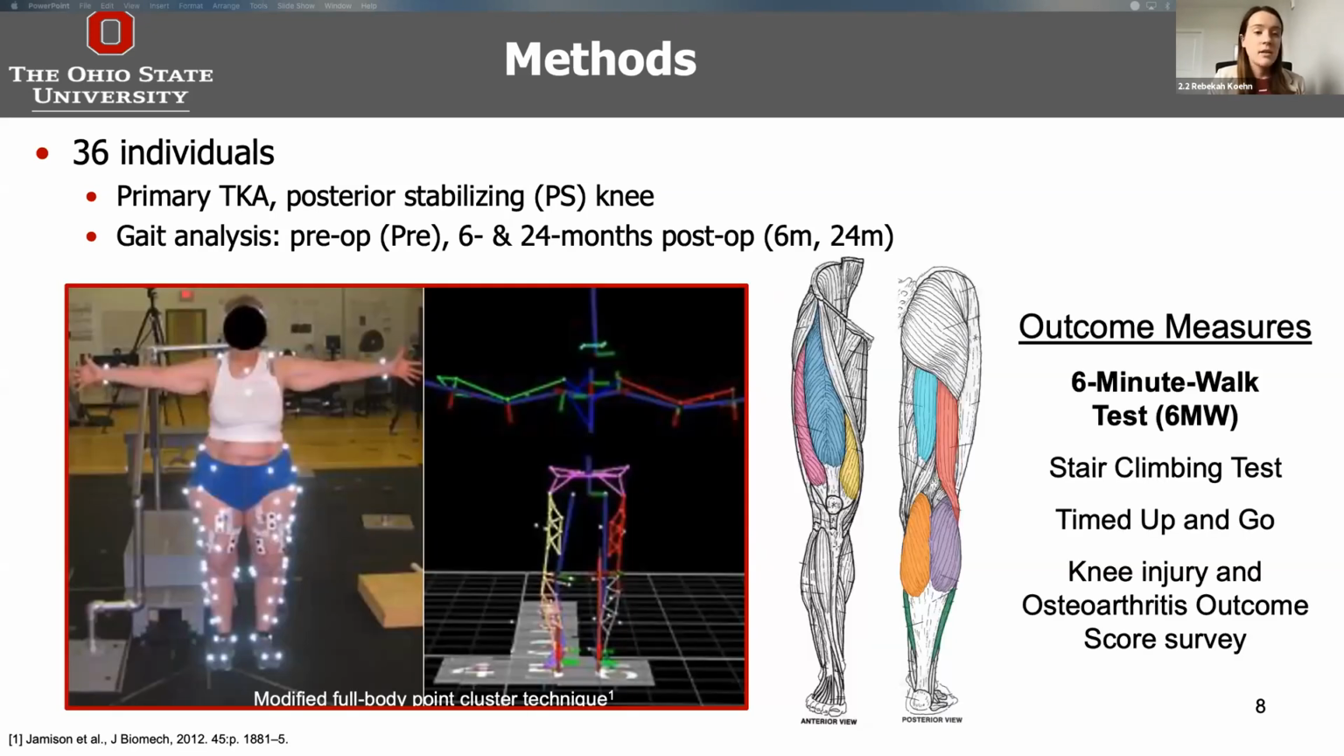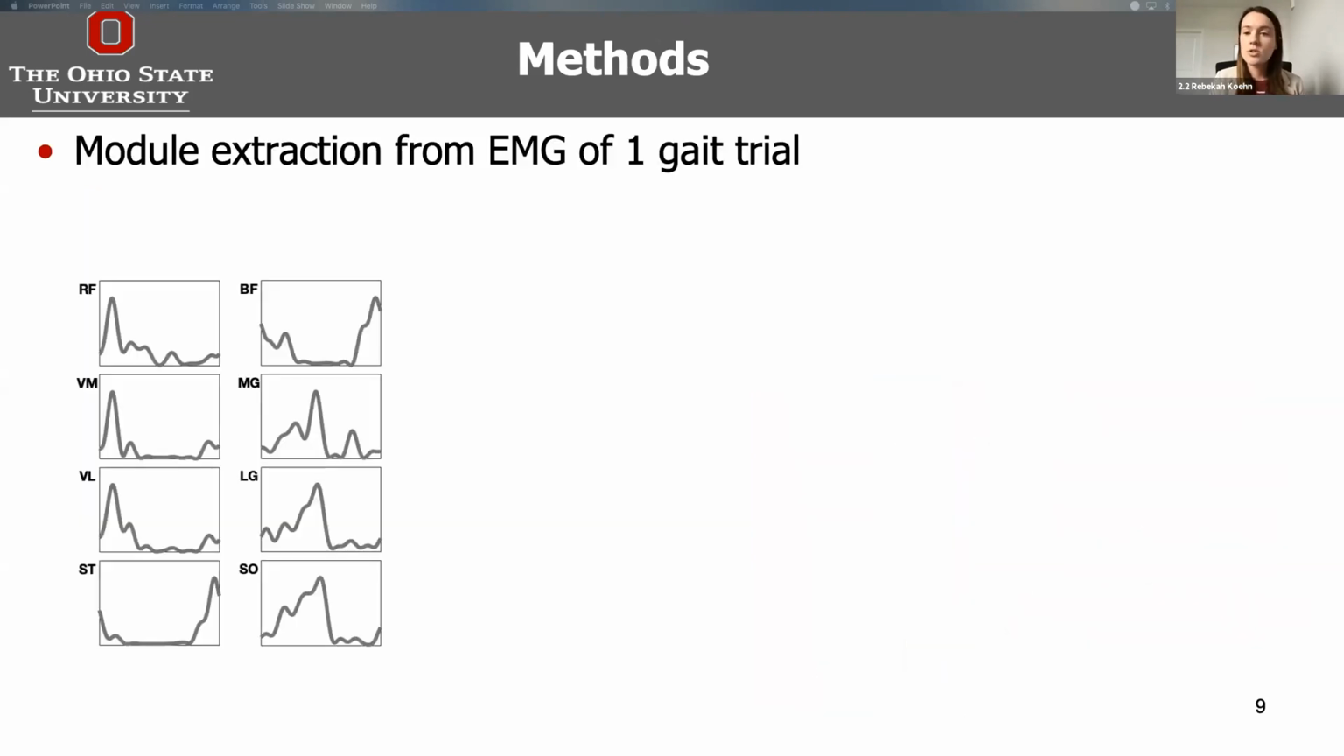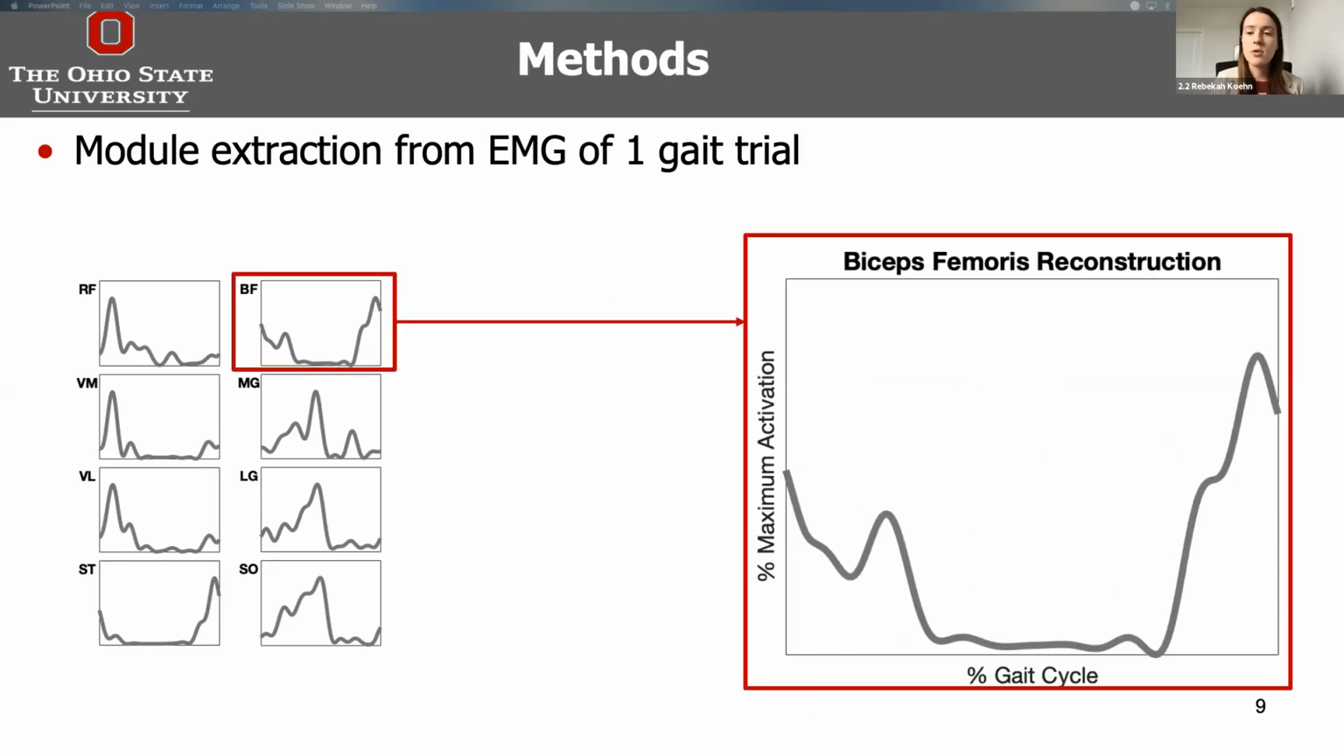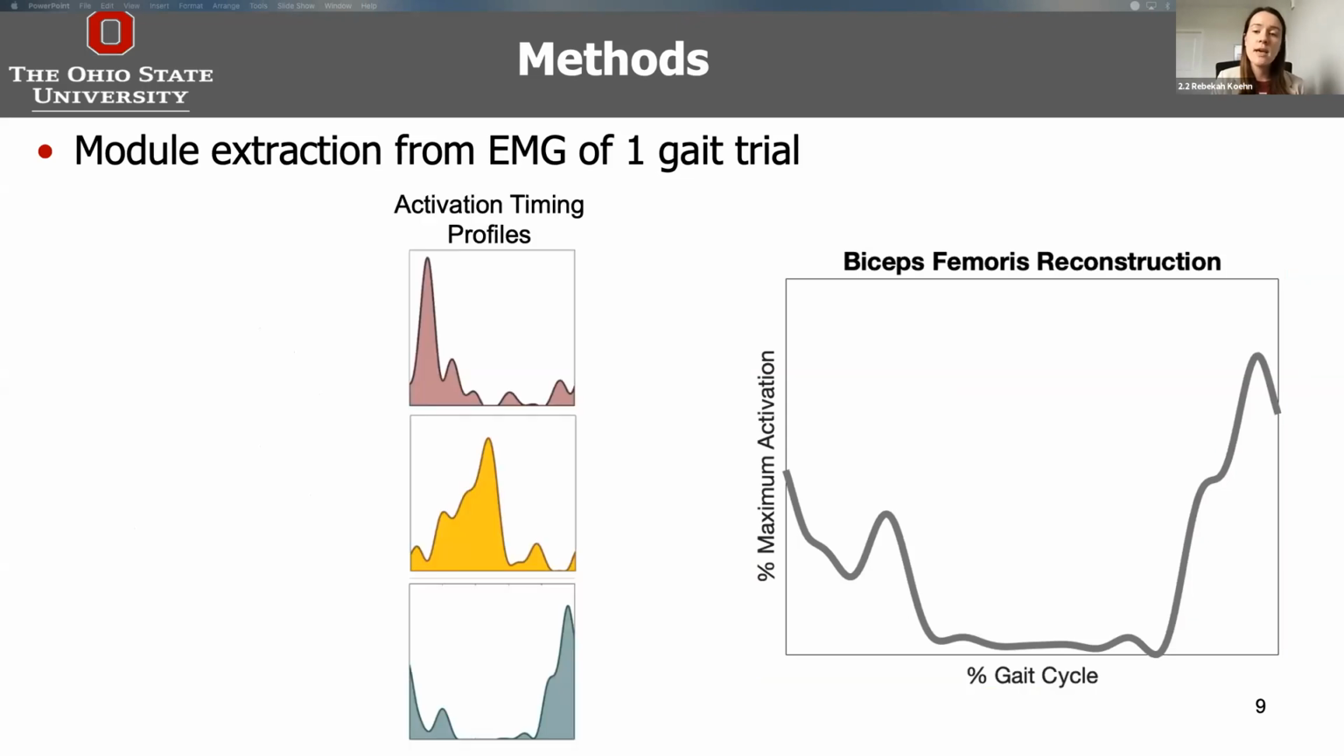We collected motion capture using the modified full body point cluster technique and collected EMG on 8 lower extremity muscles bilaterally. We also collected data on several functional tests, but I'll only be reporting on the 6-minute walk test today. We extracted modules from the EMG of 1 gait cycle for each participant, and here I'll use the biceps femoris muscle in an example where the participant had 3 modules, each active during a different part of the gait cycle.